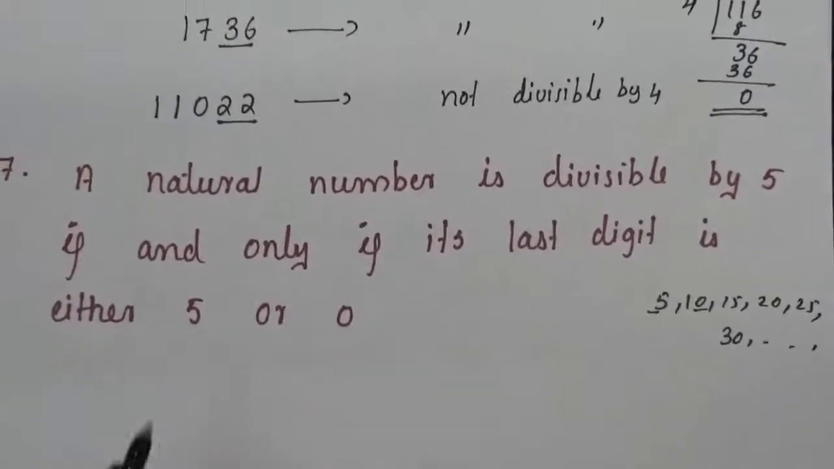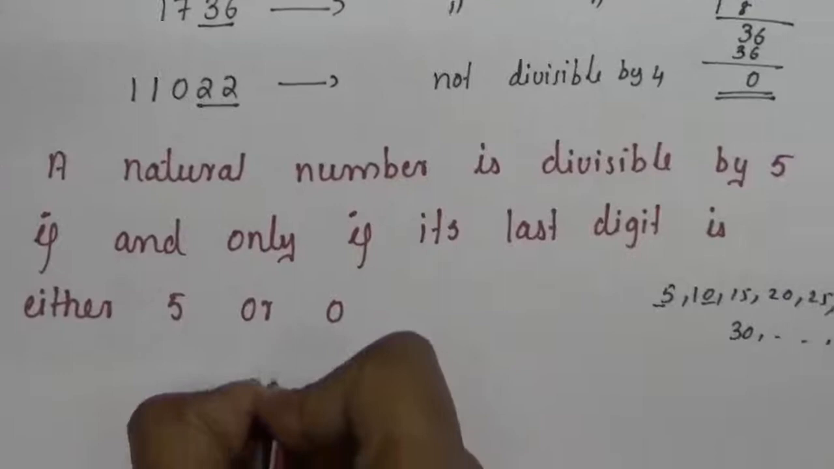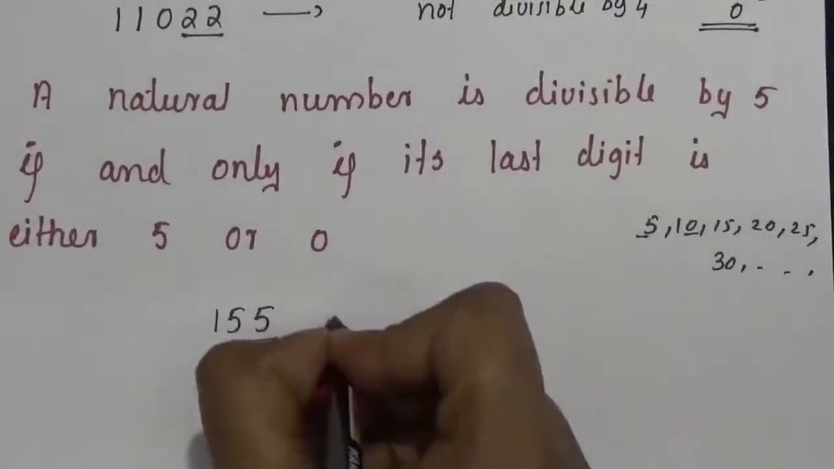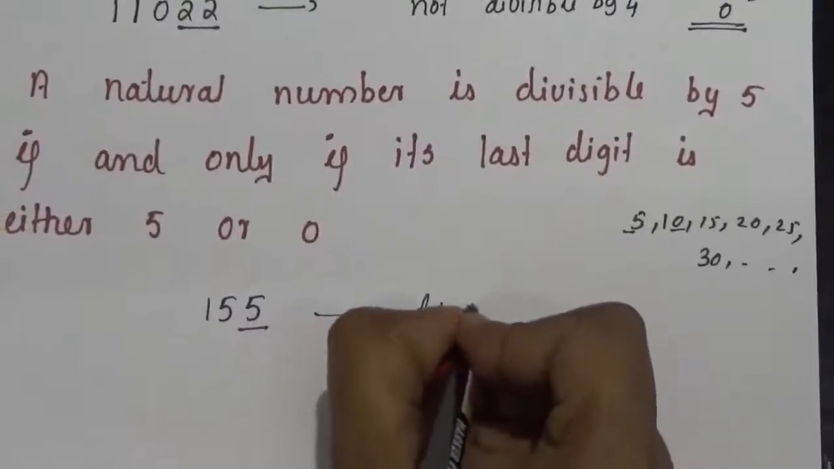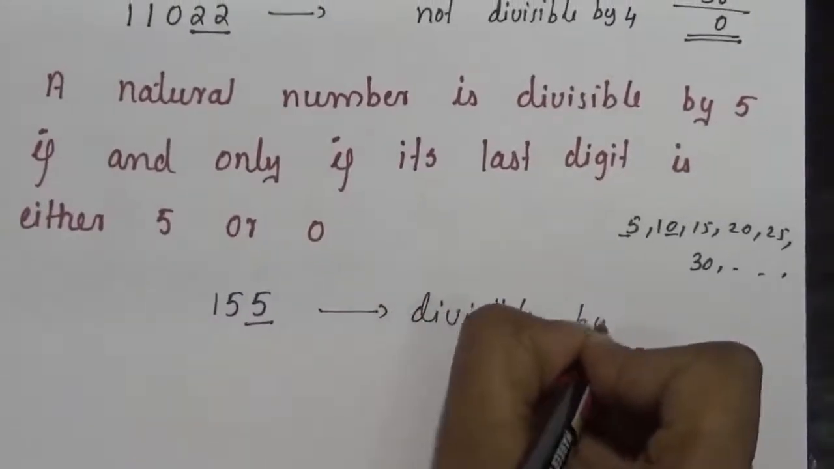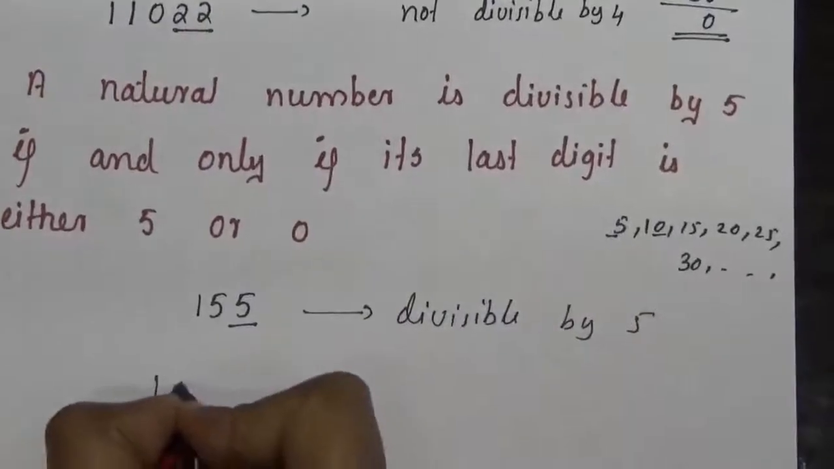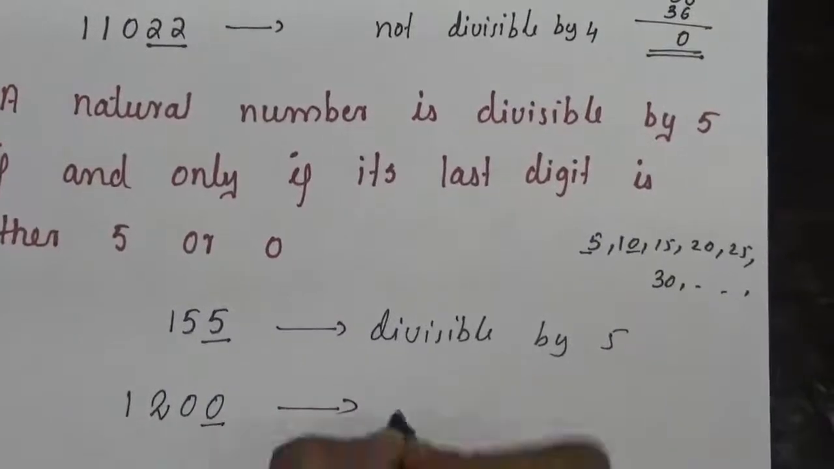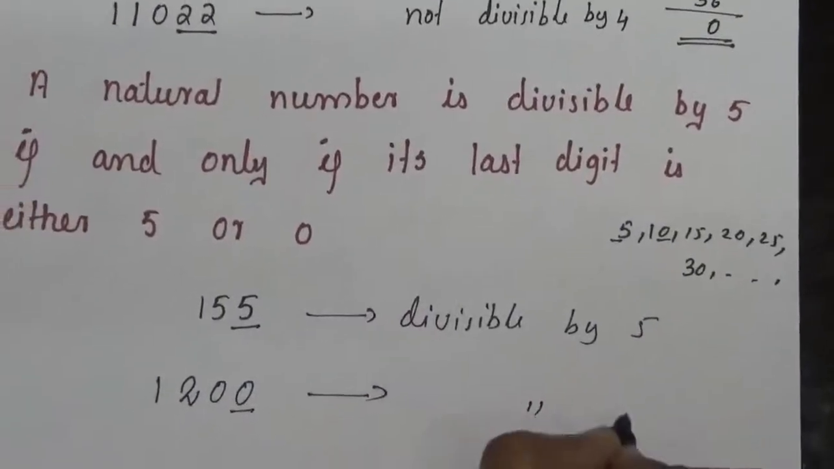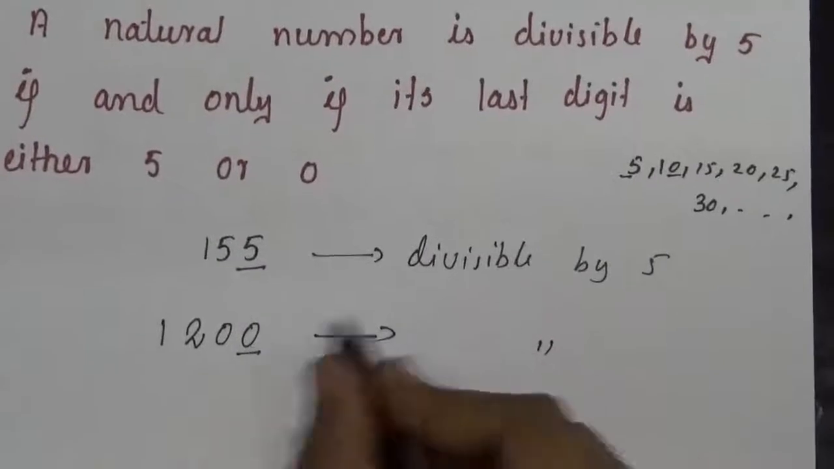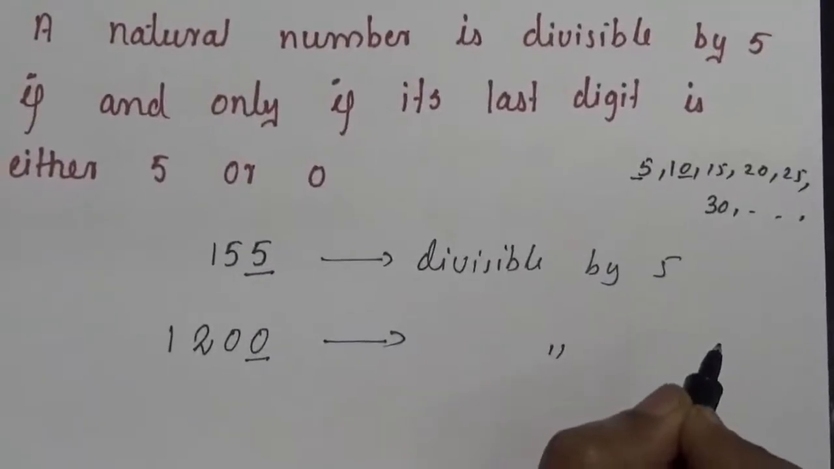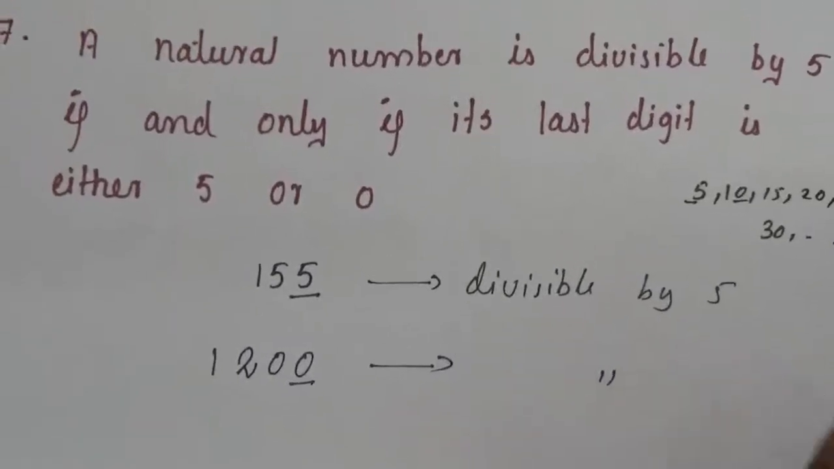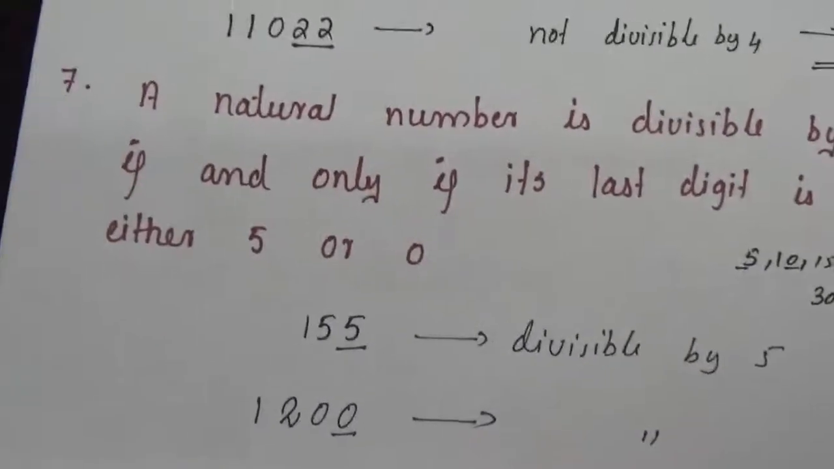For example, 155. Units place number, last digit is 5. It is divisible by 5. Okay, now 1200. The last digit is 0. So it is divisible by 5. It is also divisible by 2. So this number is divisible by 5. So it's very easy to check the divisibility by 5. You need to check only whether the last digit is either 5 or 0. Then you can say that the number is divisible by 5.